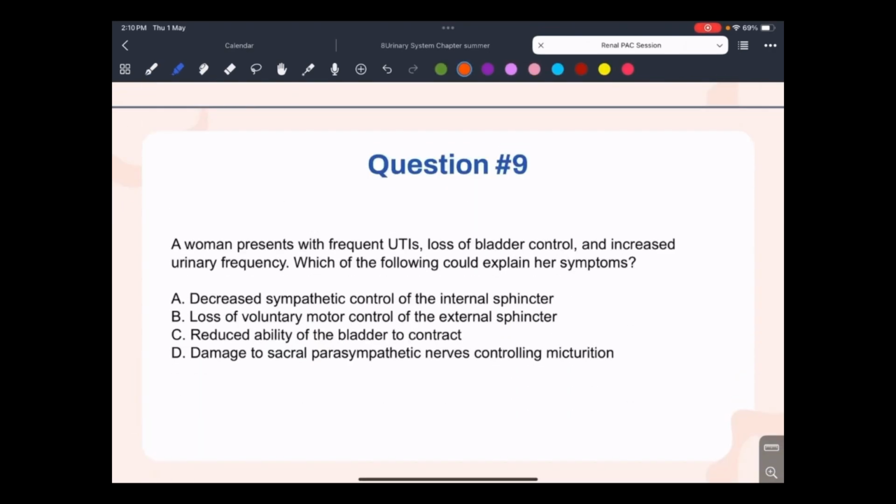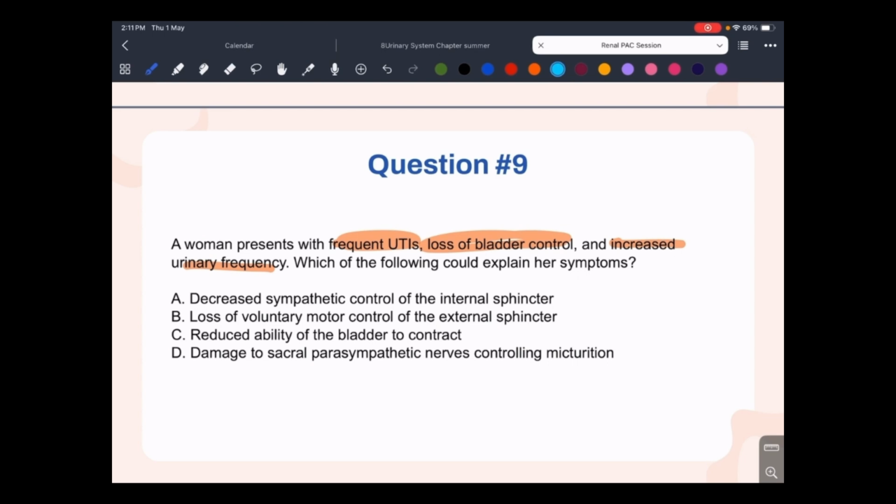Okay, let's do question 9. A woman presents with frequent UTIs, loss of bladder control, and increased urinary frequency. So here, I'm going to be looking for a problem that gives me poor bladder emptying, incontinence, and frequency. Let's go one by one. Decreased sympathetic control of the internal sphincter. Let's recap. What's the function of the internal sphincter?